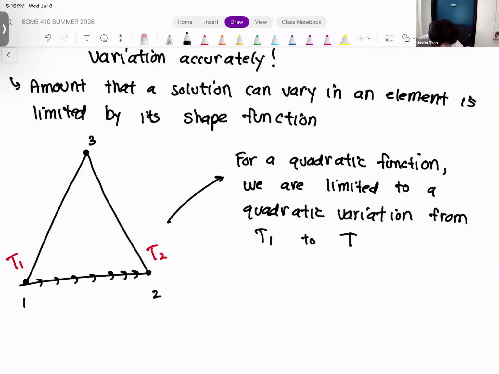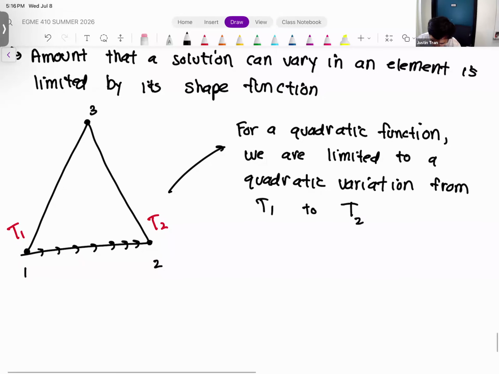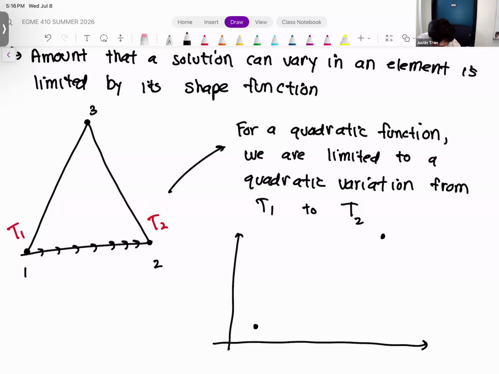And so what I mean by that, if we were to plot it, if we were to make a plot that shows the variation from T1 to T2, for instance, let's say that we have a plot that looks like this. And let's say that T1, T2 are very different from each other. If you do have a big difference between the nodes of the element, this is what I would consider to be a high solution gradient.